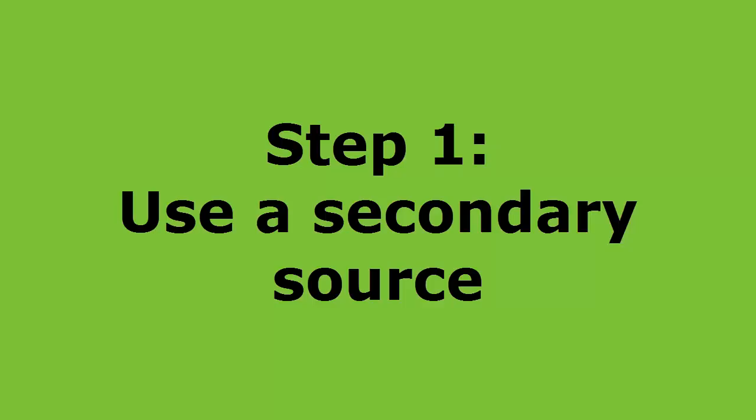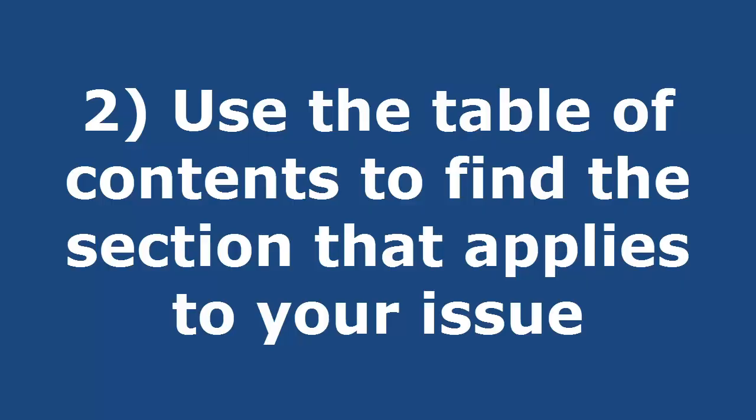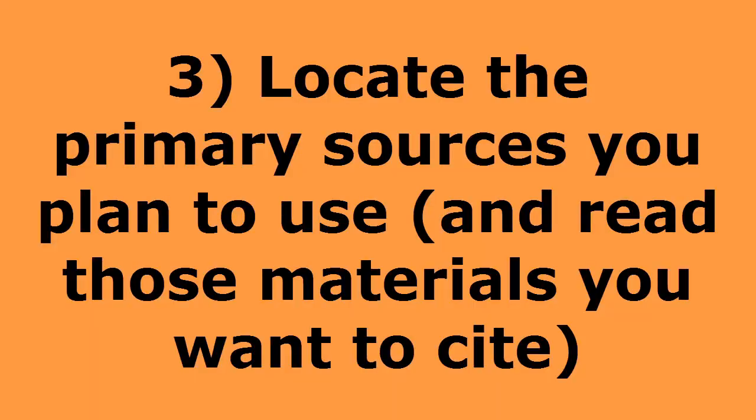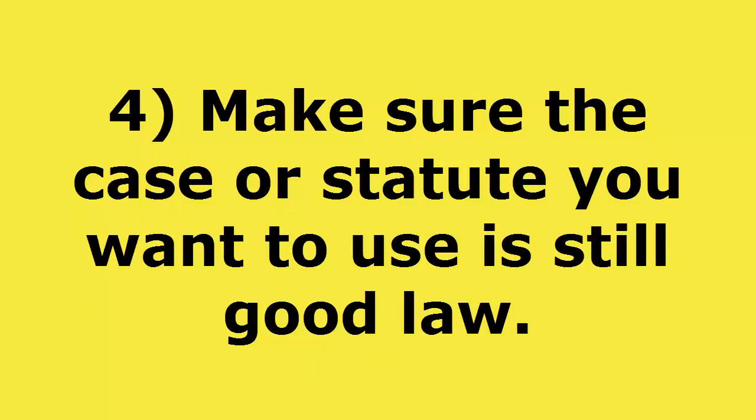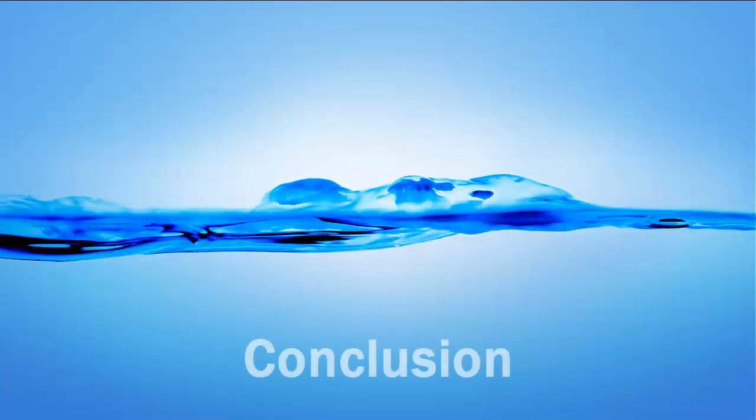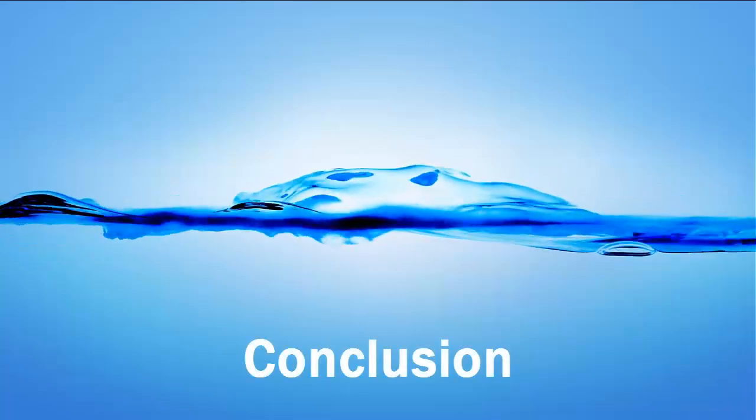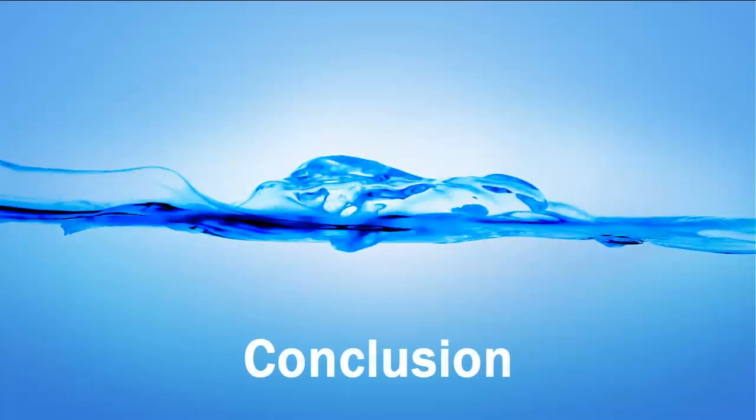In summary, here are the 4 key steps you need to know for efficient legal research. 1. Find a relevant secondary source. 2. Find the section or chapter that applies to your legal issue. 3. Locate the primary law and read the primary law. And 4. Make sure that the case or statute you are citing is still good law. So you'll use a citator service to do that. The next videos will provide more in-depth explanation on how to do these actions.